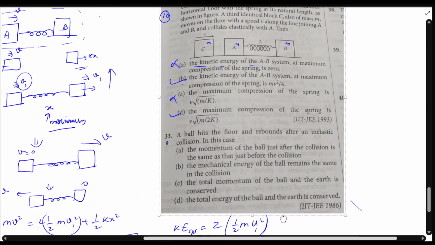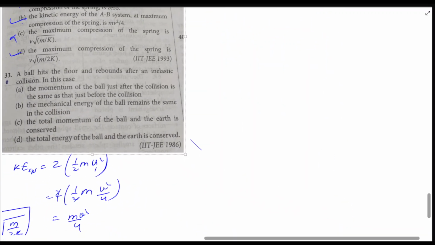Okay, so this was our 10th, and this question is our 11th. A ball hits the floor and rebounds after an inelastic collision. The momentum of the ball just after the collision is the same as just before the collision. That is wrong, because on the ball there will be a force acting, so the momentum of the ball will definitely change. So A is wrong.